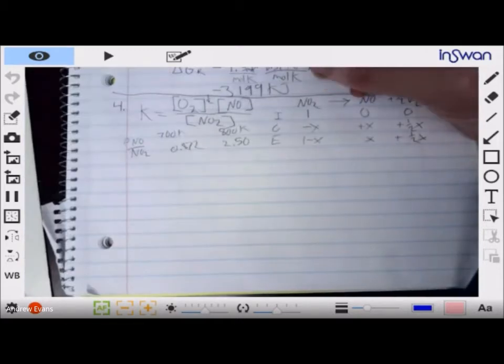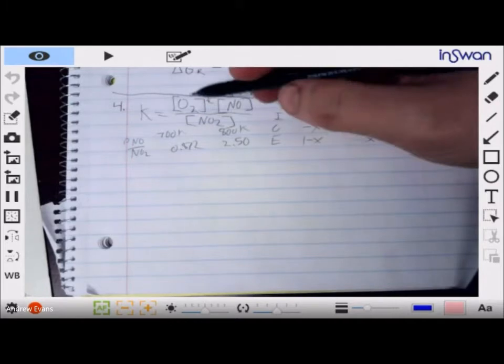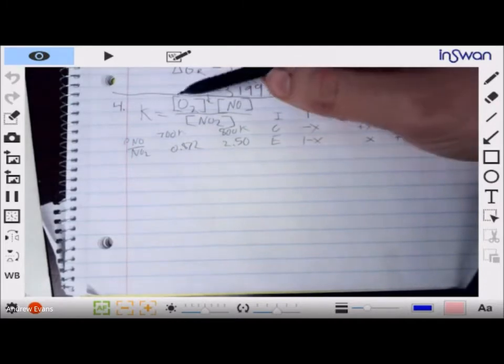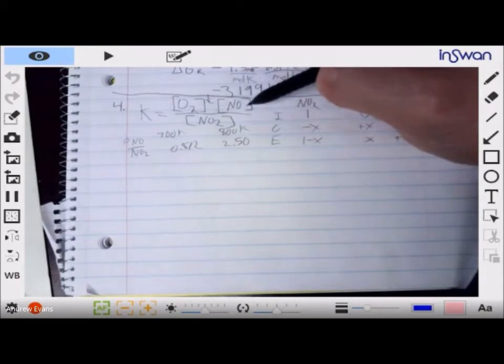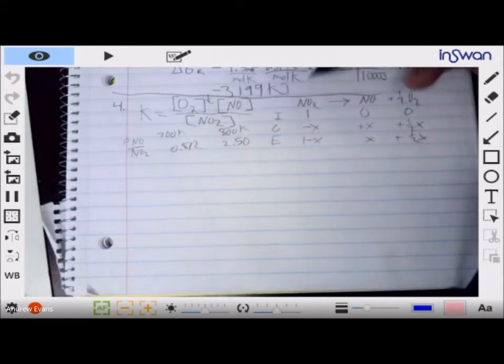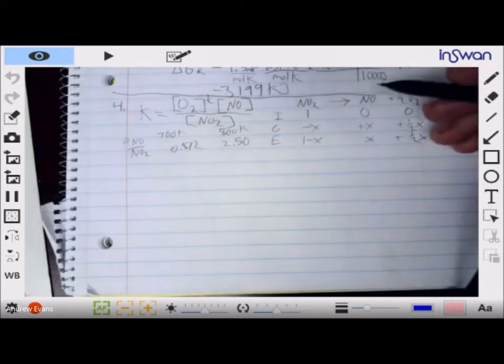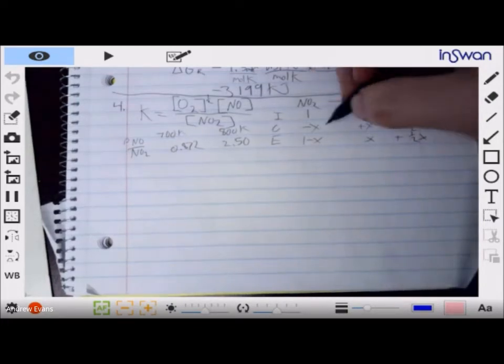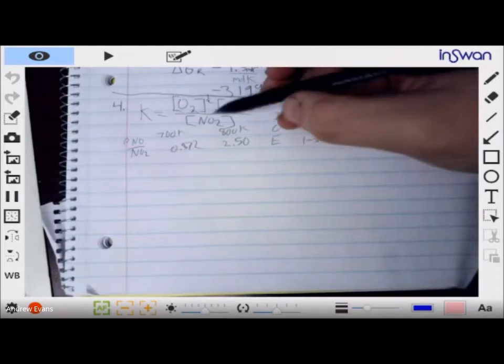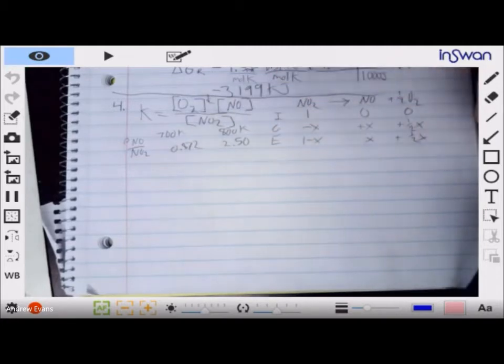So on number 4, we have a K expression. K is O2 to the 1/2 times NO over NO2 based on this chemical equation. And we're given the relationship of NO and NO2 to each other at various temperatures, knowing that we start with 1 mole of NO2. Well, how do we do this? Because we're not given the amount of O2, otherwise we could plug those directly into the K expression.